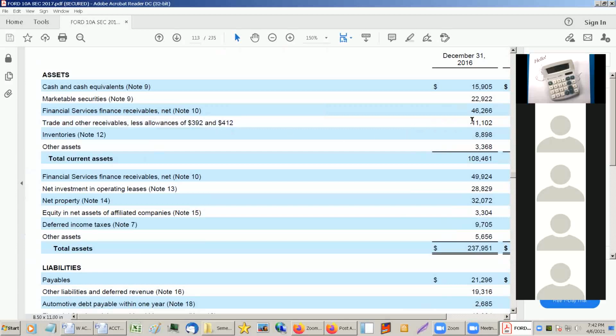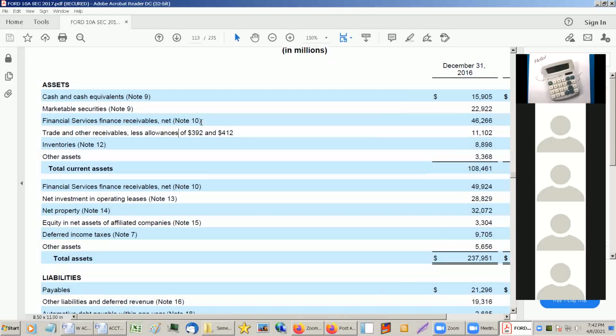So 392 was already taken out of it. You can figure out what the total would have been. You just take 11,102 plus this, which is what they think is going to go bad. And again, they just don't know who it is. I think these are millions. Yeah, so I think there's $392 million of bad accounts, they just don't know who it is.